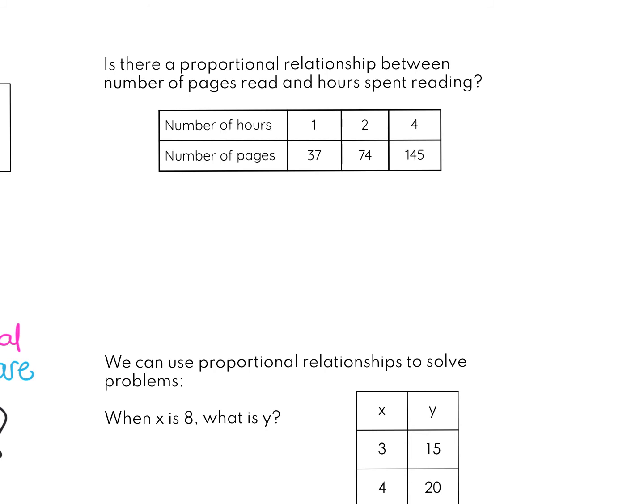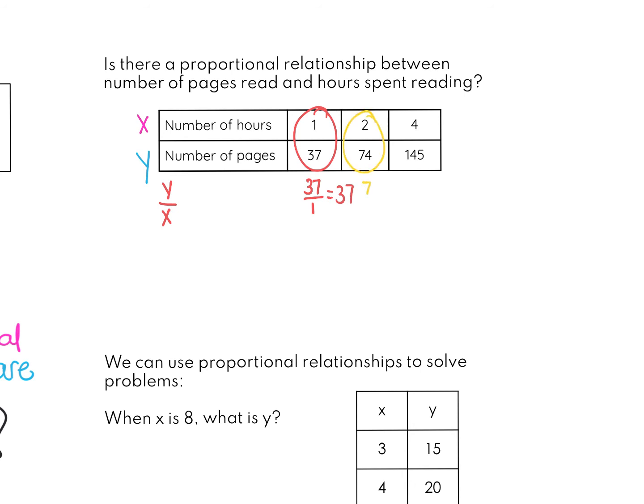Here's our next example. Is there a proportional relationship between the number of pages read and the hours spent reading? So the input, or the x, is going to be hours. We're going to spend hours reading, and our output is going to be a whole bunch of pages that are read. Again, to figure out if there's a proportional relationship, we are going to see if the unit rate for each pair is equivalent. So let's start right here. Again, we are always doing y divided by x. So this is going to be 37 divided by 1, which is 37.